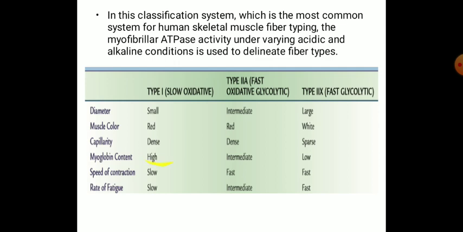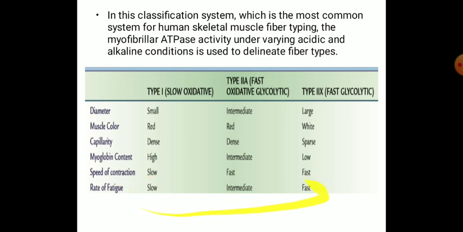And capillaries will be dense to give more blood supply to that particular muscle. And in type 2X, it will be sparse, so there will be only a limited amount of capillaries. And myoglobin, which is carrying oxygen, will be high in type 1 and type 2A, but it's very low in type 2B. Speed of contraction will be slow, and it will be fast in the other two.